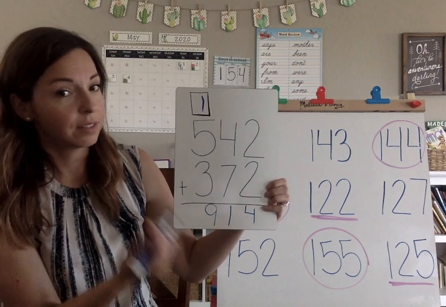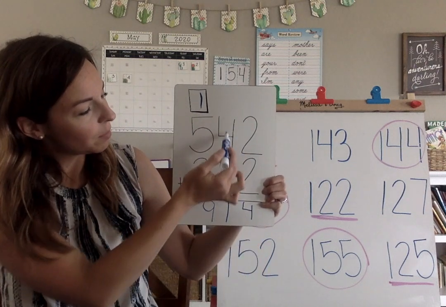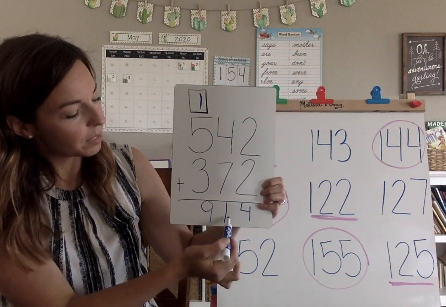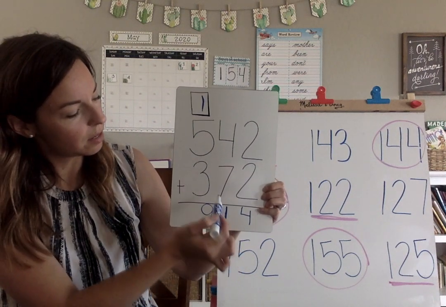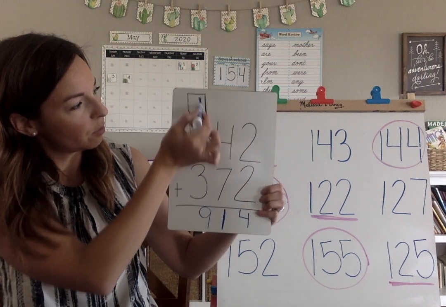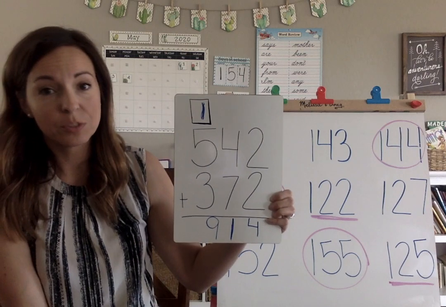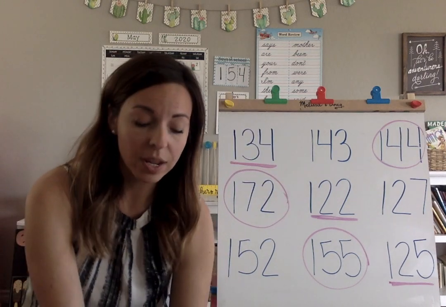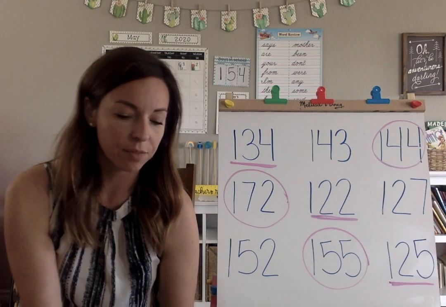Okay, so just to go over it again, we do the ones place. Then we add the tens place. We have 11. The biggest number that can go here is 9. So we knew that we could put the 11 here and bring the 1 over, and then add all of our numbers in the hundreds place together. So you can go ahead and take out your whiteboard and your dry erase marker. We're going to do one together.